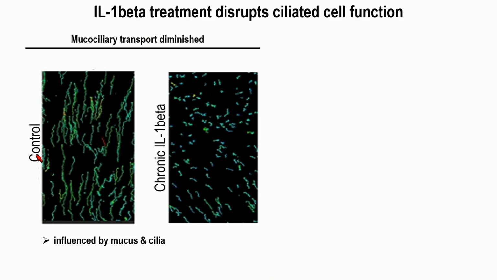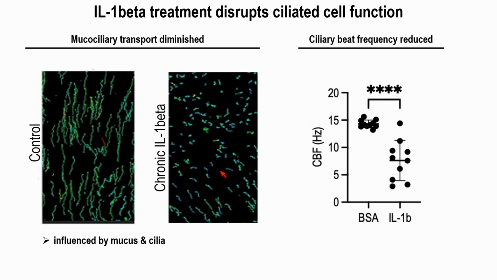With fluorescently tracked beads, we can see the control. These beads are being moved by the cilia. They're being pushed. They track for long distances, and it's really a coordinated movement in one direction. However, when we exposed these cells to chronic IL-1 beta, we see an arrest of the mucociliary transport. Many of the beads are not moving at all. If they do move, it's a very short movement, and it's not really a coordinated beat in one direction. To go along with this, we calculated ciliary beat frequency, and we found that the ciliary beat frequency is reduced with chronic IL-1 beta treatment.